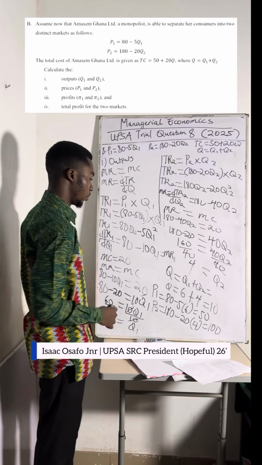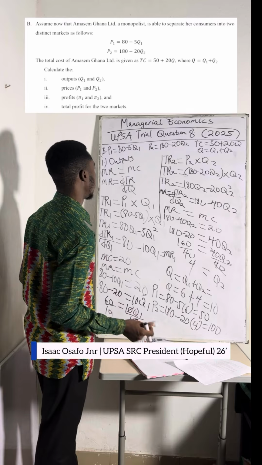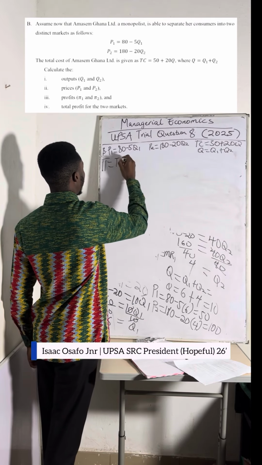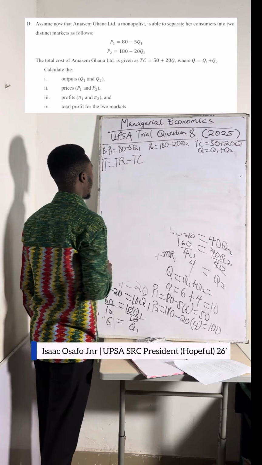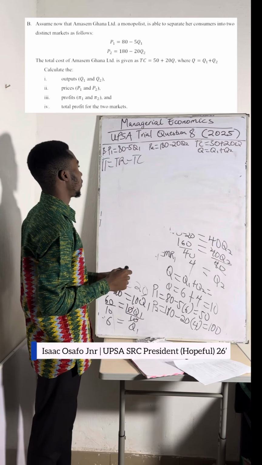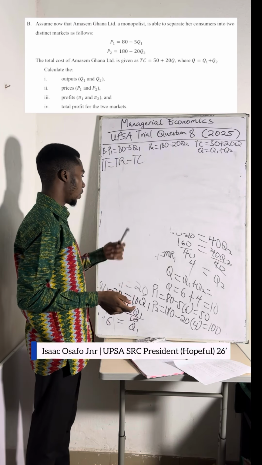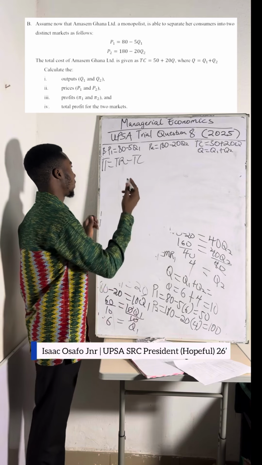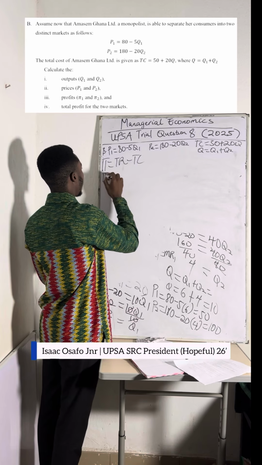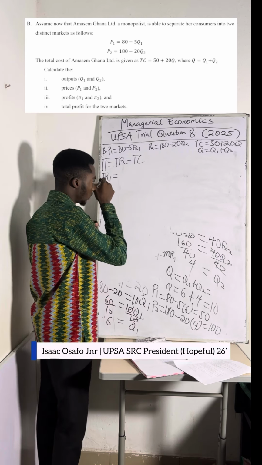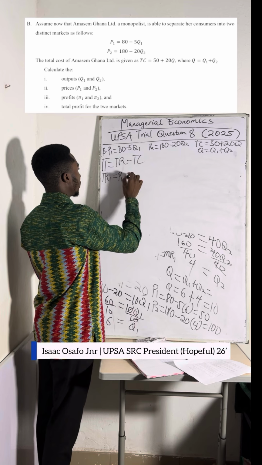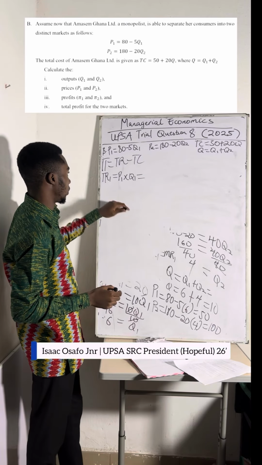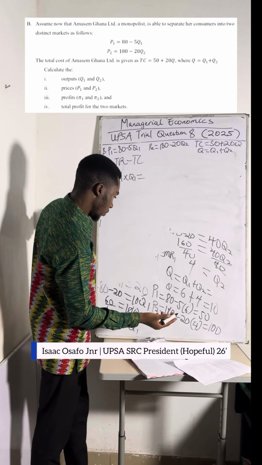Let me clean this part of the board so that we find the profits. So now we already know that profit is equal to total revenue minus total costs. But then for the total revenue, remember we had two total revenues. We had TR1 and TR2. So we have to find the total revenues for both of them. So let's find TR1. So TR1 is equal to P1 times Q1. Do you get it? So the price times quantity.